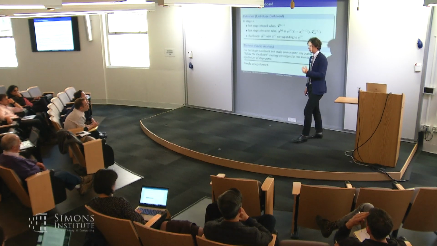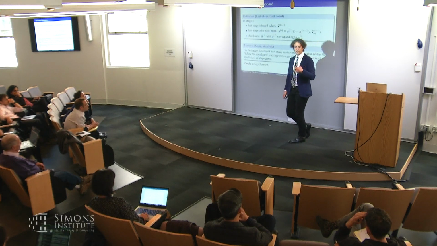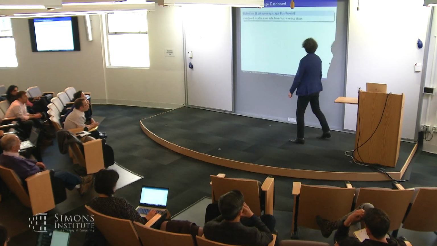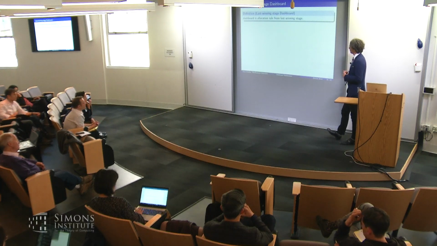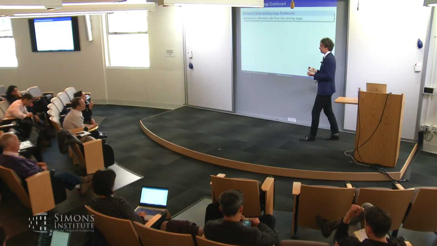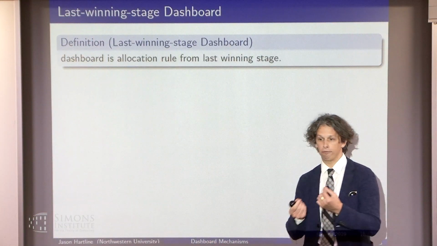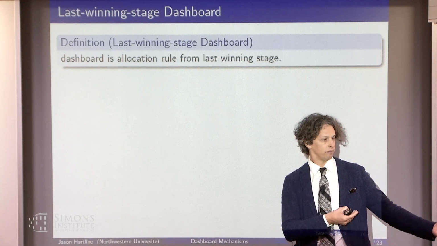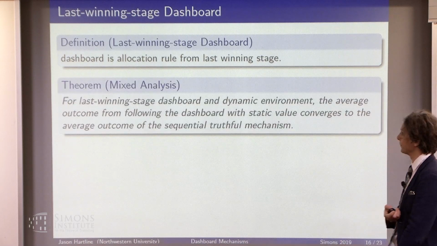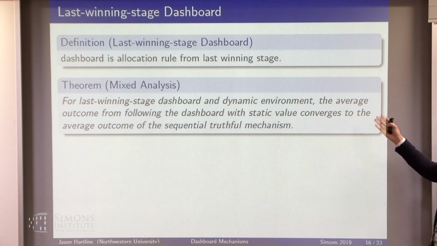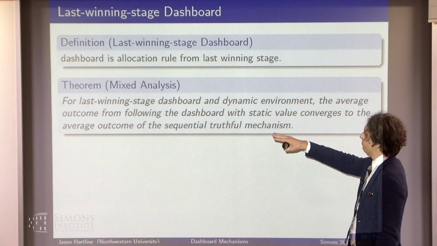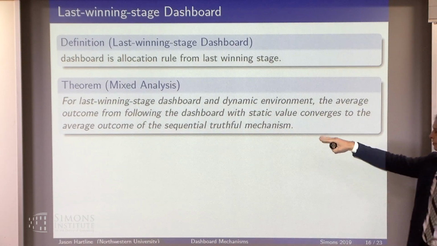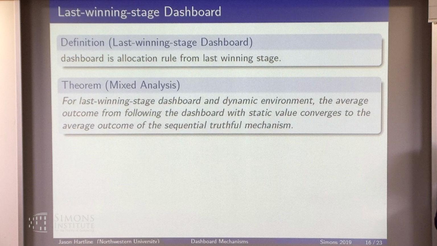I now want to generalize, come up with a better dashboard for settings where the environment could be changing, but a player has the same persistent value in every round. So this is just the last winning stage dashboard. And here's what I do. For every agent, the dashboard I offer them is coming from the allocation rule that they received the last time they won. The theorem is that following the dashboard with a static value converges to the right average outcome in the sequential truthful mechanism, if we were running a sequential truthful mechanism for this agent.